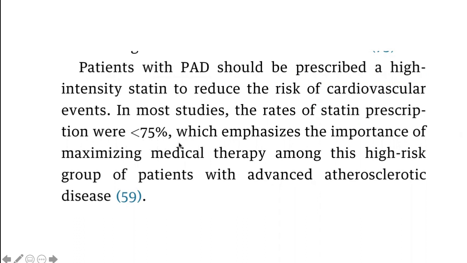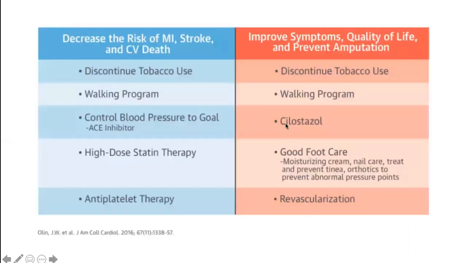So we're not doing a good job with prescribing the statin for peripheral artery disease, which emphasizes the importance of maximizing medical therapy among high-risk group of patients with advanced atherosclerotic disease. This usually comes in your exam, guys, and you saw lots of questions on peripheral vascular disease, like options of management. So what are the things that decrease the risk of MI, stroke, cardiovascular death? One, you discontinue the tobacco use, walking program or a supervised exercise program, very important. And that's the one they usually look for on the exam.